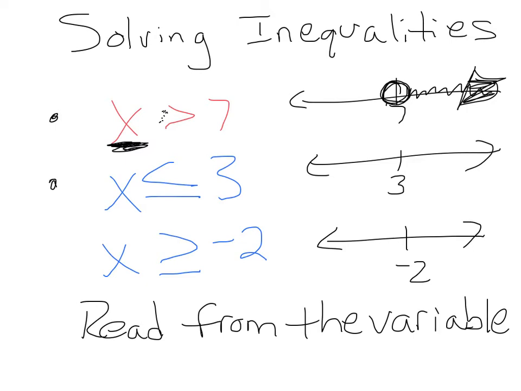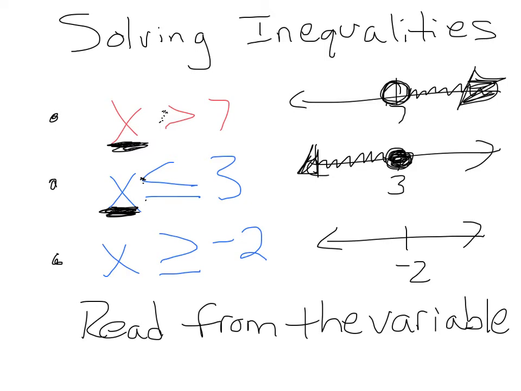In the second example, we're looking at the x's, or the numbers, that are less than or equal to 3. Well, here's 3. You want 3, so we'll shade it all the way in. And you want the numbers that are less than 3 as well. And that's the numbers to the left.